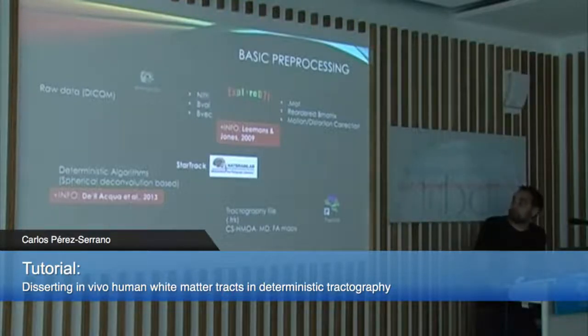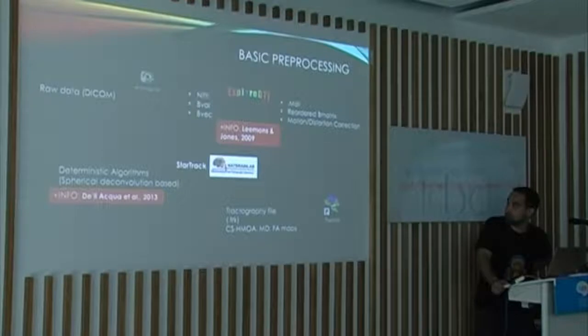You can use ExploreDTI, that is open source, to perform a basic preprocessing. You can correct for subject motion distortion and for geometrical distortion. And you can convert it into a MAT file that is compatible with StarTrack, a software from the lab of Flavio Dell'Acqua, that has a series of deterministic algorithms based on spherical deconvolution. That derives in an HMOA index that is especially indicated for resolving crossing fibers, as Mateo was explaining before.